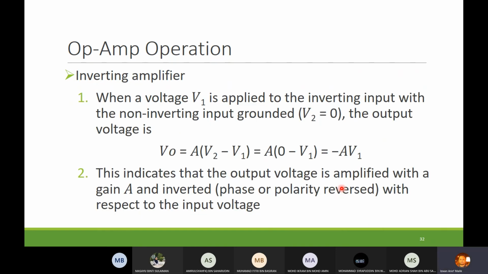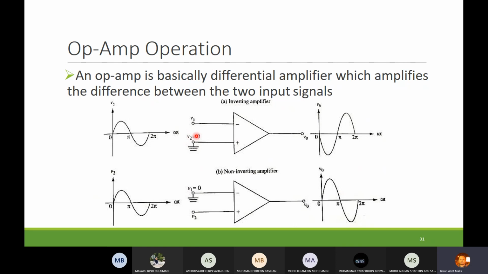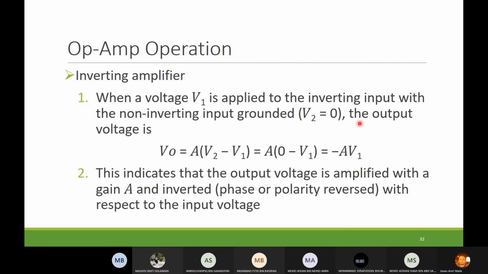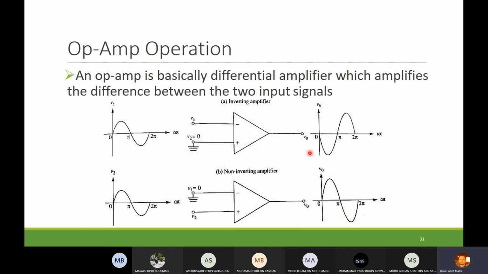Inverting amplifier. When voltage V1 is applied to the inverting input with the non-inverting input grounded, V2 equivalent to 0, which is this one earlier. Okay. The output voltage is equivalent to VO equals A (V2 minus V1). So V2 is equal to zero. So zero minus V1, so it equals minus AV1. So this indicates that the output voltage is amplified with the gain A and inverted. Okay, phase or polarity reversed with respect to the input voltage. That is why we get the output inverted.